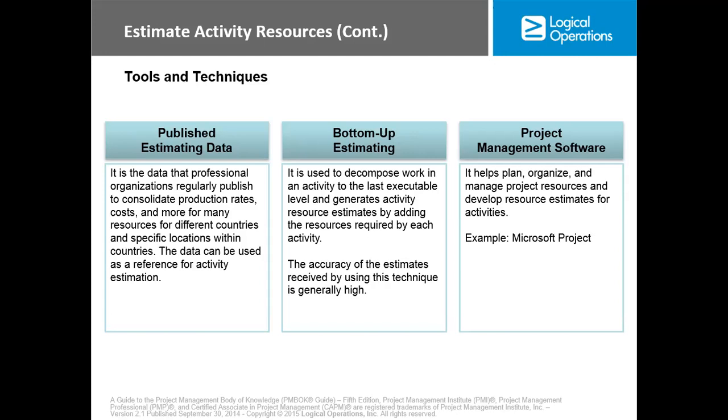Then the bottom-up estimate, okay, is used to decompose work in an activity to the least executable level and generate activity resource estimates by adding the resources required by each activity. Now, the accuracy of the estimates received by using this technique is generally high. Now, what are we talking about? We have an activity, you break it down and keep breaking it down until you are able to determine the resources that you need to execute each bit of that particular task.